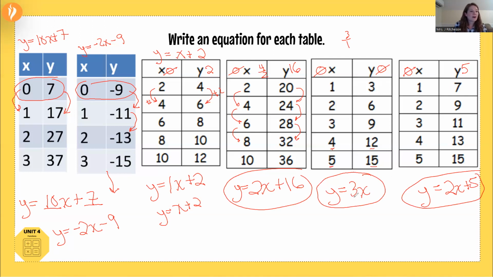And based on all of these equations, if we were asked which of these have the greatest rate of change, it would be the first one. 10 is the biggest number for the rate of change on this page.